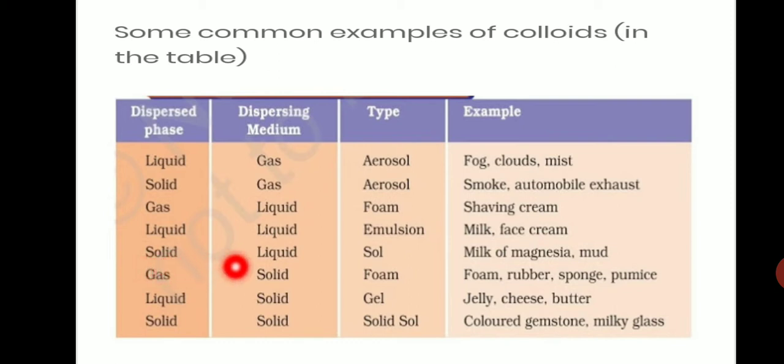Next one is gas in solid. Gas dispersed in solid, we call foam. Examples: foam rubber, sponge, pumice stone, etc. All these are another type of solution, gas in solid medium.